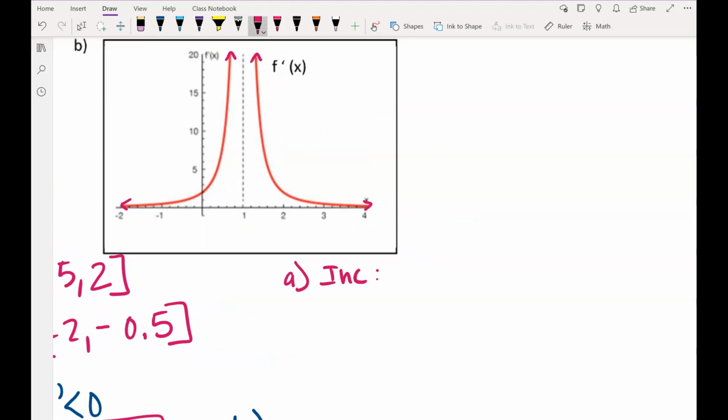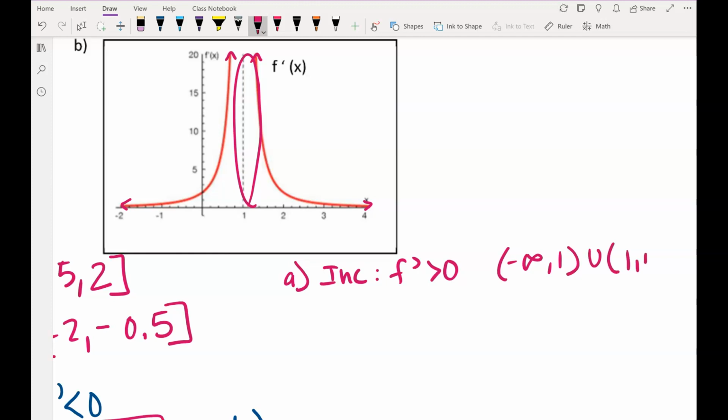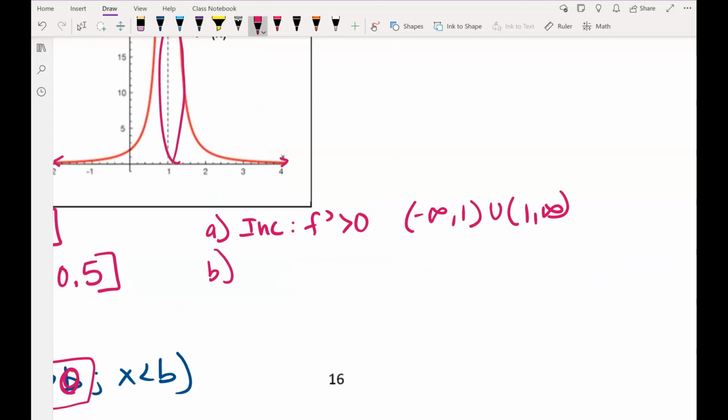Increasing interval is when f prime is going to be positive. Well, looks like the entire thing's positive, except that there's a gap right there. So the increasing interval is going to be from negative infinity, take a break at 1, and then union that with 1 to infinity. And then decreasing, students, decreasing is when the derivative is negative. In this case, because all of it is already in increasing, we just don't have any. So NA, or nothing left, for decreasing.